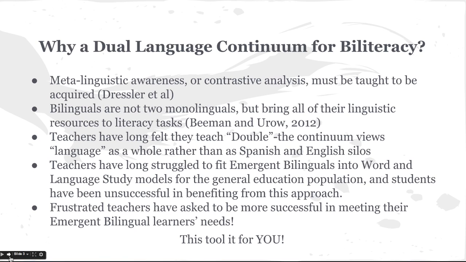Many teachers have often struggled to fit emergent bilinguals into word and language study models intended for the general education population, and students have been unsuccessful in benefiting from this approach. Lastly, frustrated teachers have asked to be more successful in meeting their emergent bilingual learners' needs. This tool is in response to your need. This tool is for you.